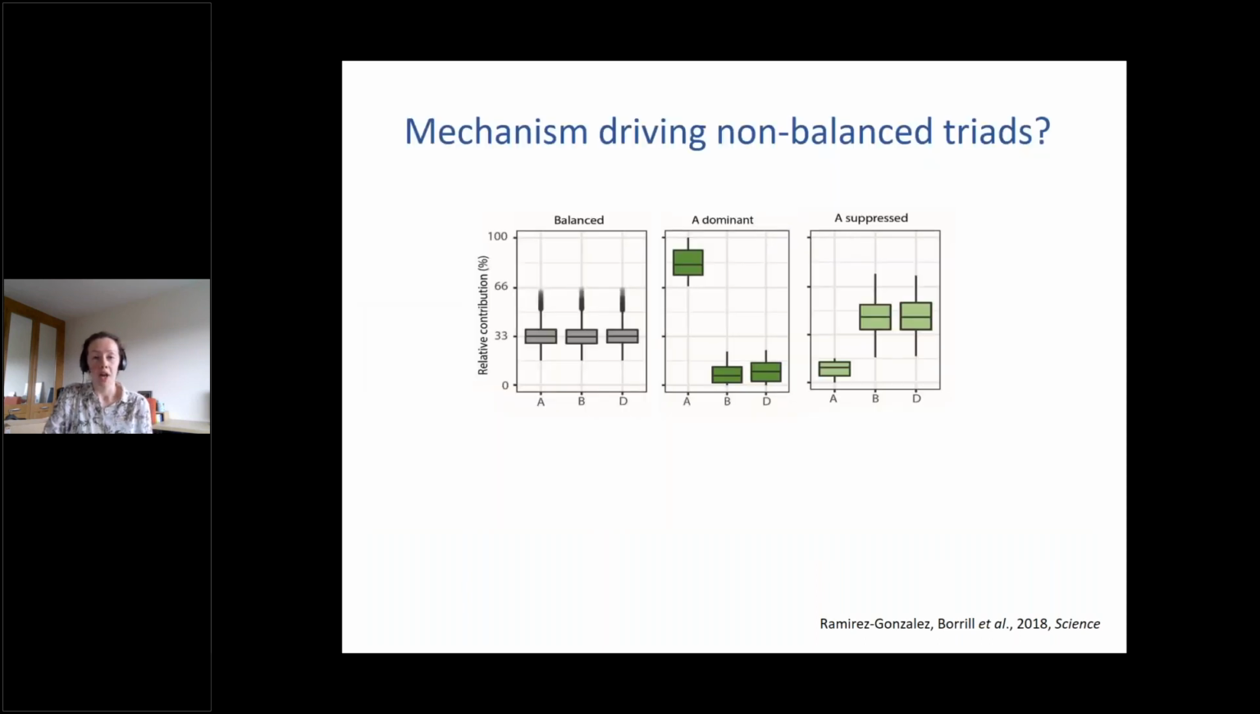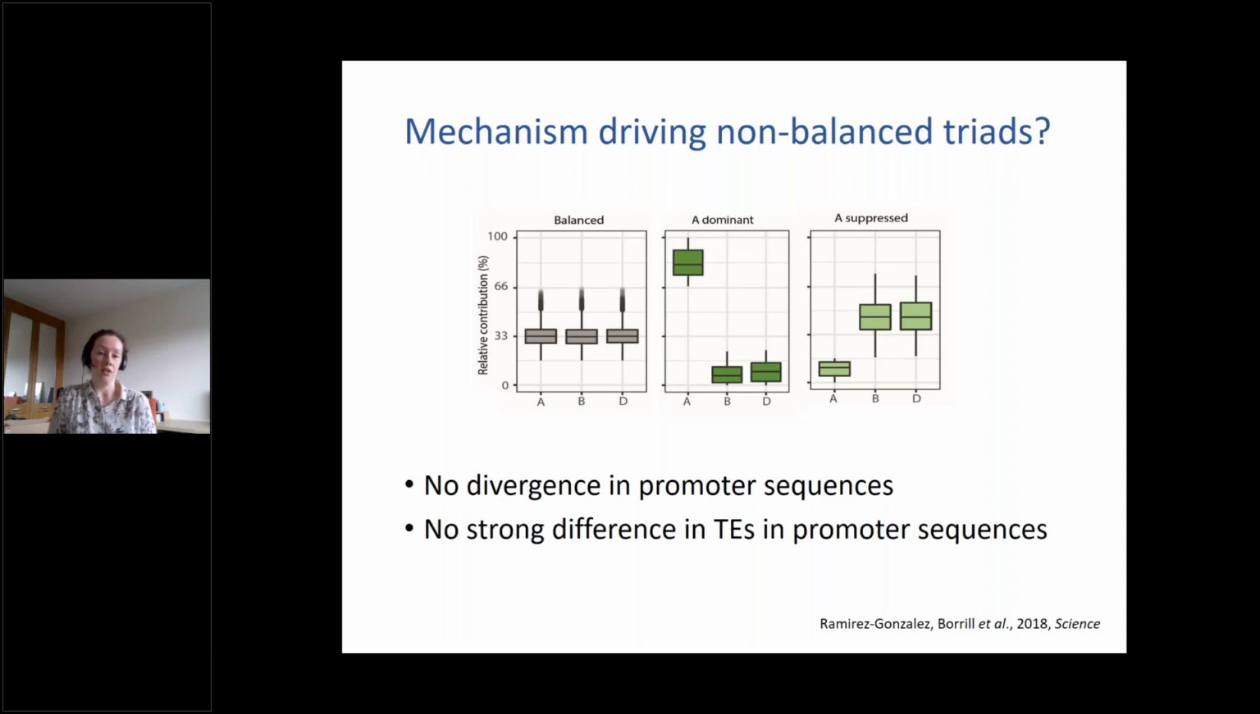So we were quite curious, how do these triads end up with these differences in expression patterns? And our first hypothesis was that there should be something different in the promoter sequences. So for example, in the A dominant triad shown in the middle, where the A is more highly expressed than the B and the D homolog, the promoter sequence of the A homolog might be different in some way than the B and the D homologs. But we saw no evidence for differences in promoter sequences being more divergent in cases where one of the 3 homologs was expressed at a different level. And we also didn't find any differences in transposable elements in the promoter sequences.